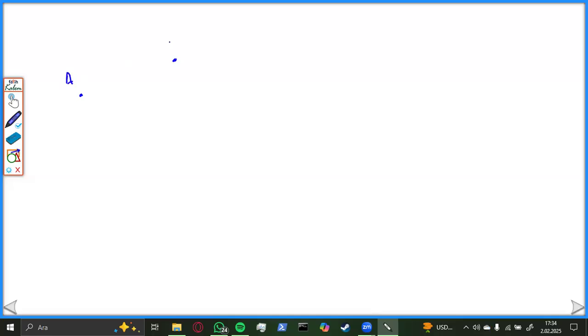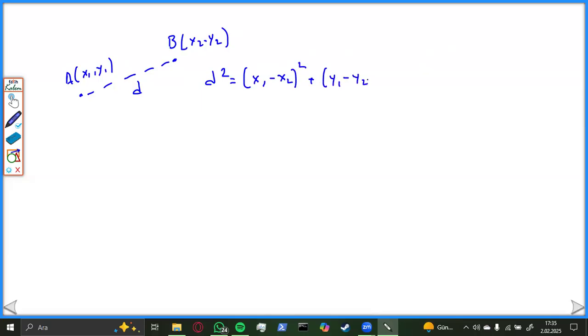Okay, assume that this is point A and B with coordinates x1 and y1, and assume that this is point x2 and y2. If you need the distance between those points, and assume that distance is d, at that time you may also see the formula: d square is (x1 minus x2) in bracket square plus (y1 minus y2) in bracket square. Once again, it's your choice. You can choose x1 or x2. You can also change their positions.